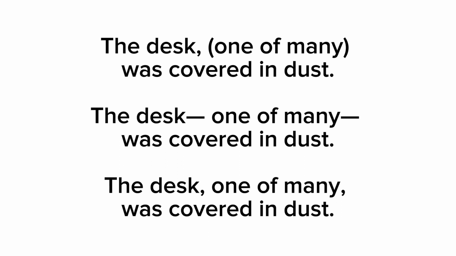And the information you put in parentheses is something that could be removed from the sentence without changing its meaning. Em dashes tend to highlight what they're around, and commas will make the sentence flow better. And it's up to you to use them based on what tone you want to convey.